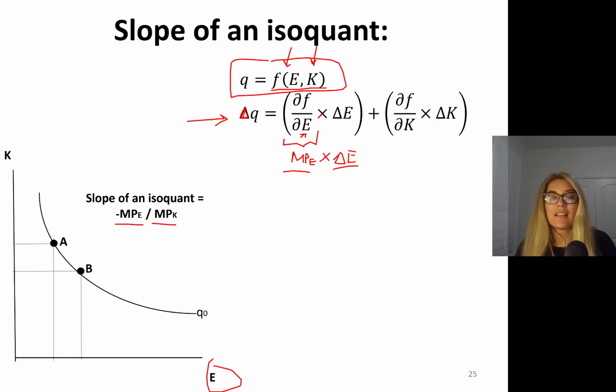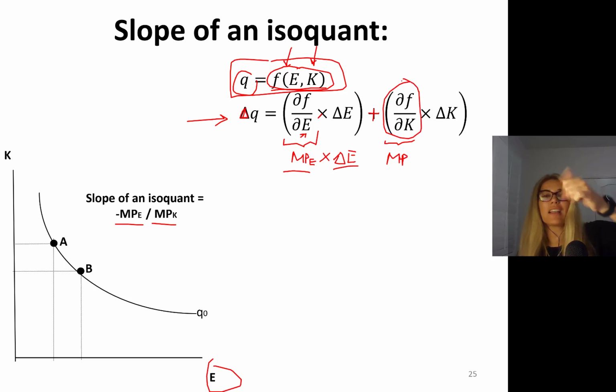Same idea. You then have the plus sign because there are two variables. Then take the first derivative of this function with respect to k times change in k. This is the marginal product of capital. In English, this means if I increase capital by an infinitesimal amount, how much will the output change? Marginal product of capital times change in capital. That's so simple.